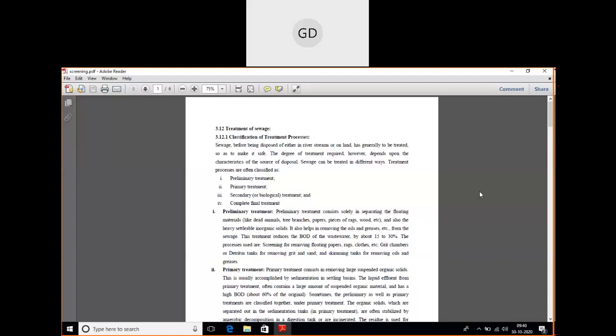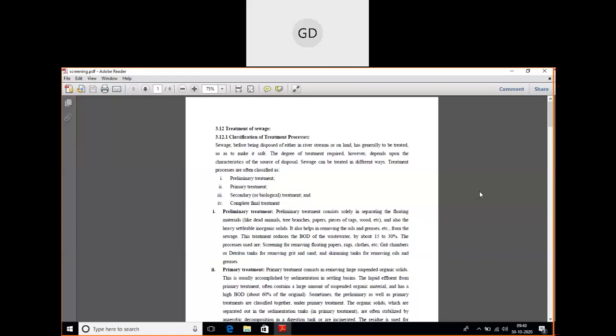This final treatment is carried out by chlorination, and it is not carried out for disposal of sewage in water. So all these four: preliminary, primary, secondary, and final treatment. This is all about the treatment of sewage, classified into these four stages.